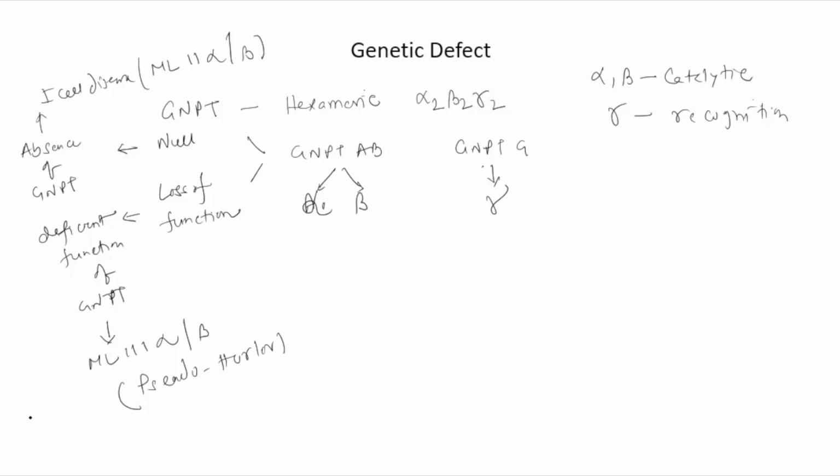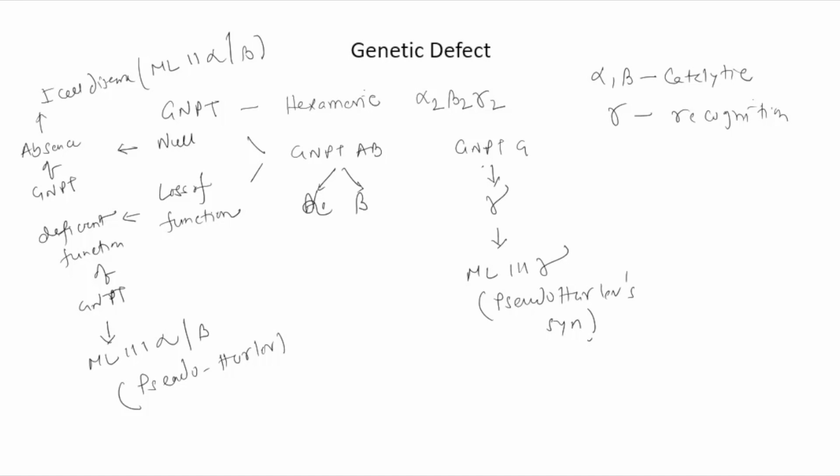This is the classical variant of pseudo-Hurler, which is caused by mutation in GNPT-AB. So mutation in GNPT-AB is responsible for two diseases. One is I cell disease, where there is null mutation, and the other is loss of function mutation, where enzyme activity is present but reduced to a large extent, responsible for pseudo-Hurler syndrome. GNPT-G mutation is also possible, and this will cause another variant of pseudo-Hurler, which is mucolipidosis 3 gamma. Actually, it is also pseudo-Hurler syndrome.